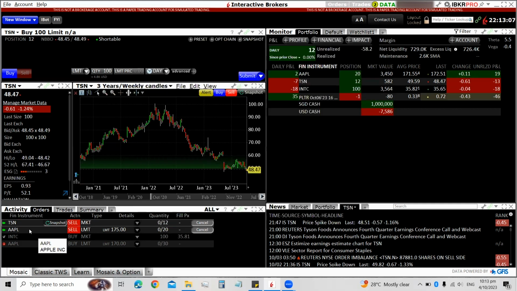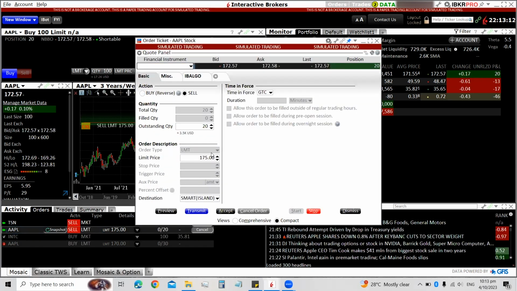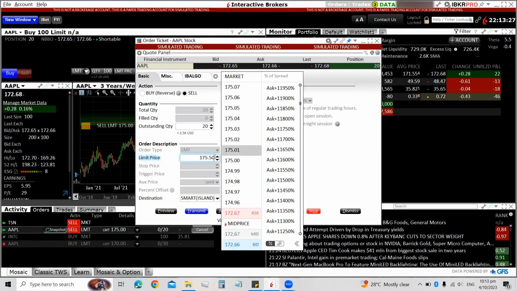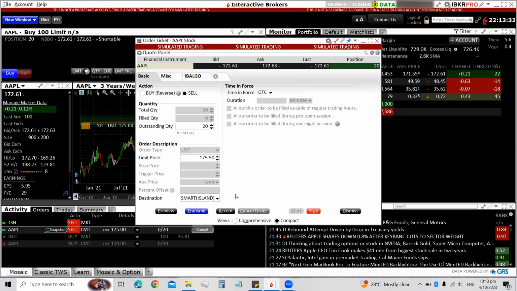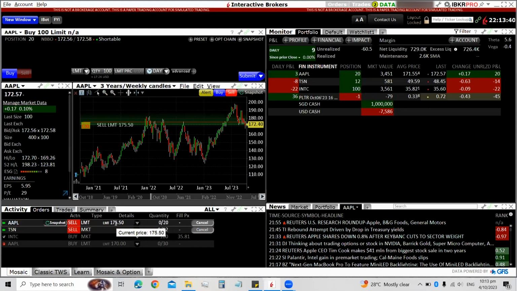But if it's a limit order, you see, you can change your limit price. That means you can adjust the limit price that you wish to change. Like let's say, maybe let's increase or decrease a bit. Click enter. And then once everything is okay, then you transmit. So now you can see the limit order has already changed to 175.50.